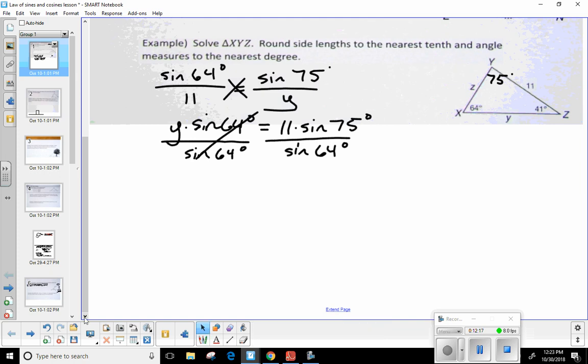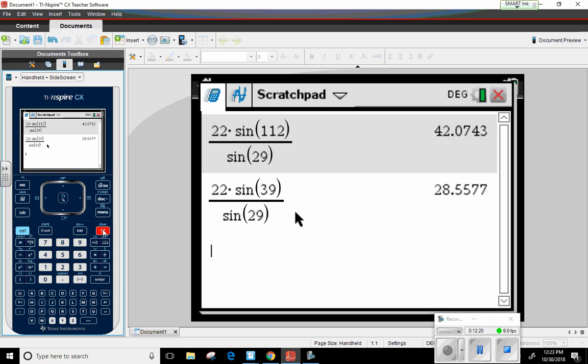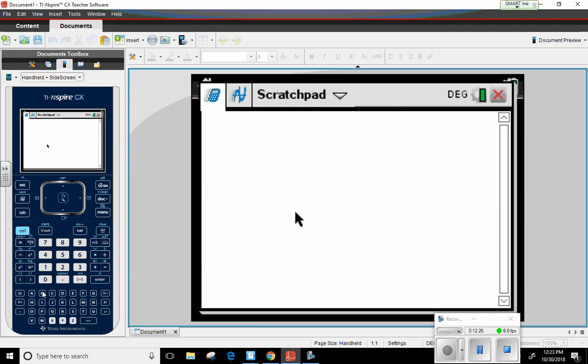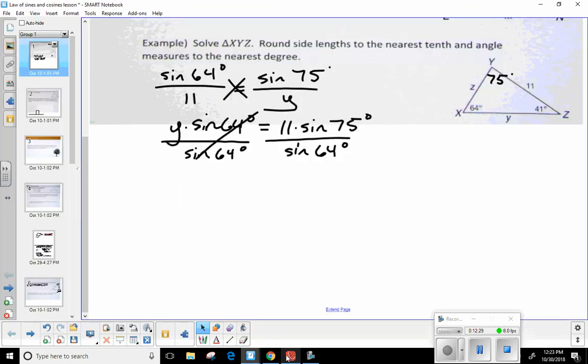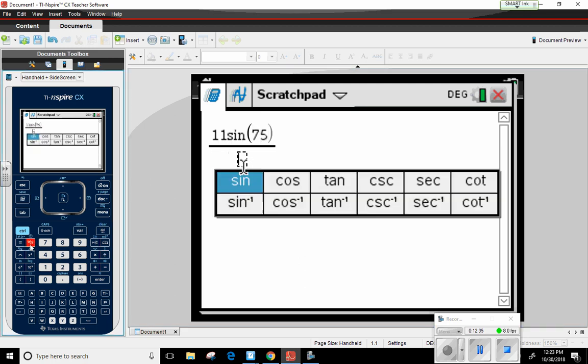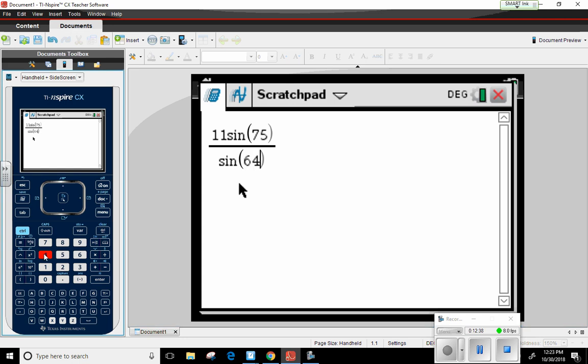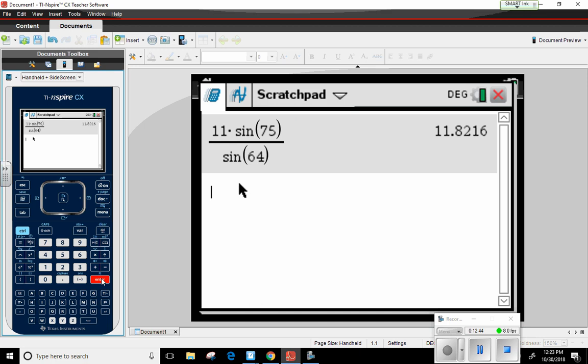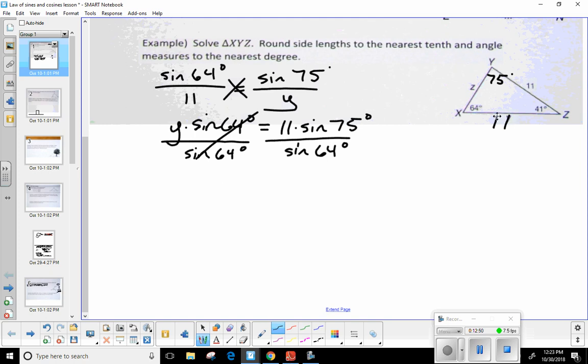Okay, so let's see what we get. Come on back over here. Okay, hold on. Document B. Okay, there we go. So control divide, and I totally forgot what my numbers were. 11 sine of 75 over, what was it, sine of 64? Is that right? Okay. So how long is side Y? I'd say 11.8. Okay. All right. 11.8. Is anybody having trouble with the law of sines? Anybody confused by anything? Okay.